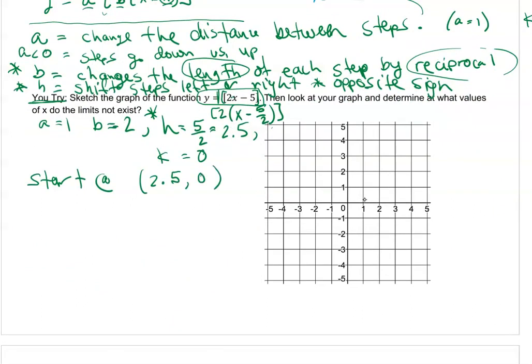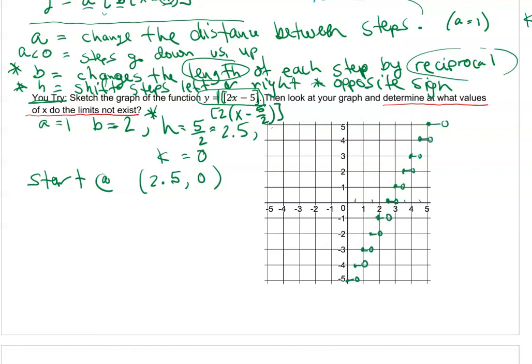So I'm going to have you guys pause your video here. Go ahead and sketch what you think the graph of this greatest integer function will look like. After you do that, I want you to try to determine at what values of x the limits would not exist, and then come back and check your answer.